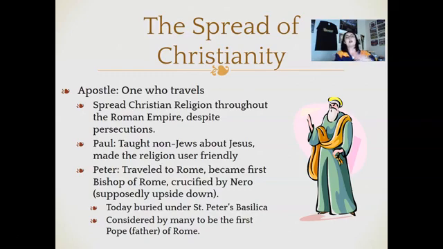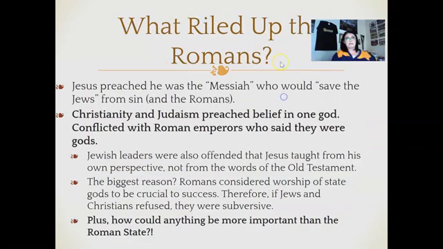So as a result of this, Peter is considered the founder of the Catholic Church in Rome, which will become the seat of the Catholic Church pretty much. And he's buried today under St. Peter's Basilica. He wasn't originally, but it is named after him. And all the popes are considered to be the descendants of St. Peter, and they wear the ring of the fisherman because that's what Peter was.